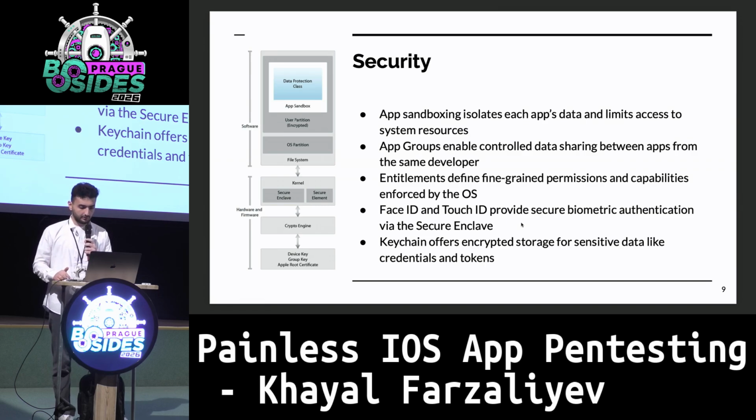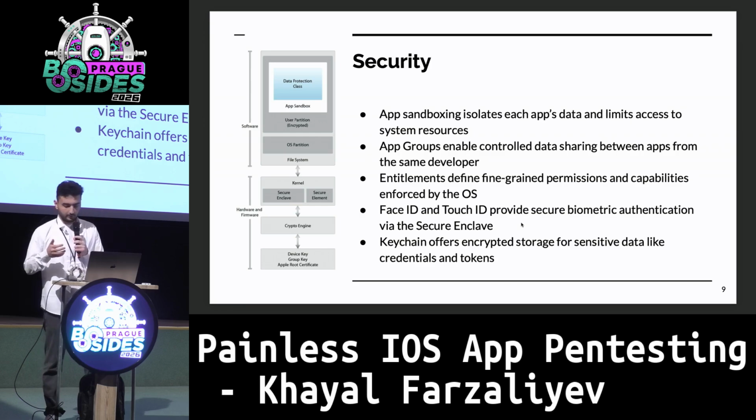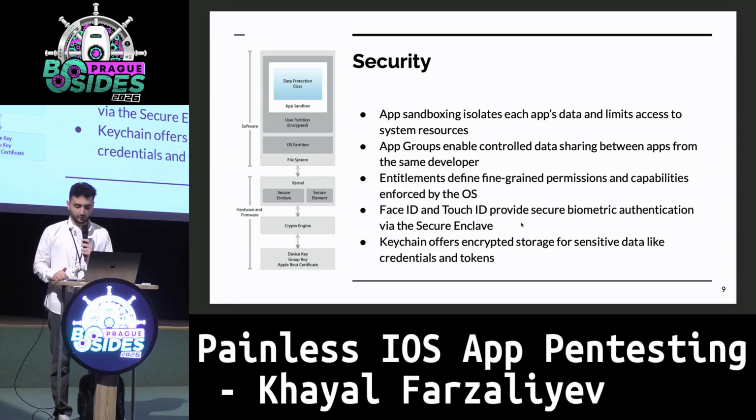Now a bit more detail about the main security features of the iOS system. App groups are a mechanism that lets multiple apps from the same developer share data in a controlled way. For example, a main app and its widget can share a common data container. From a security standpoint, if an app is a member of an app group, sensitive data might live in a shared container. Entitlements are fine-grained permissions enforced by the operating system and embedded into the app at signing time.